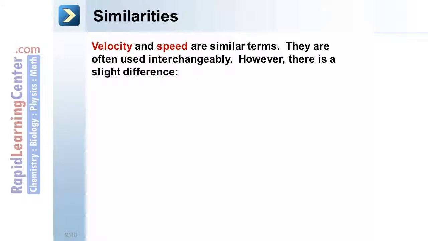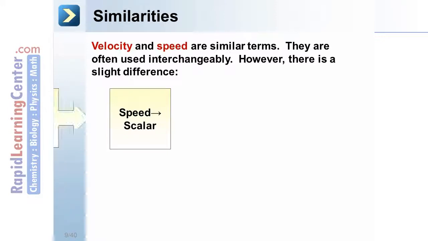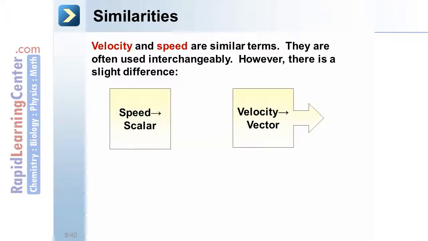Velocity and speed are similar terms. They're often used interchangeably. However, there is a slight difference. Speed is a scalar. This means it has no direction. Velocity is a vector. It has a size or magnitude and a direction.